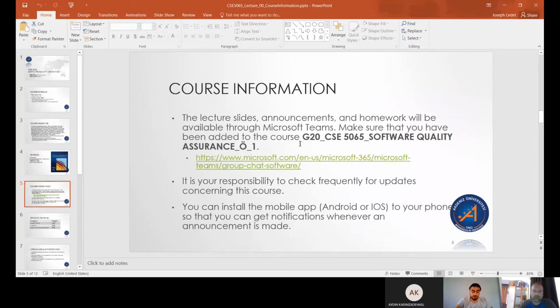So you guys are here. You're on the Microsoft Teams, so I don't really need to go through all this. But for those who are not, this is how you need to join this.